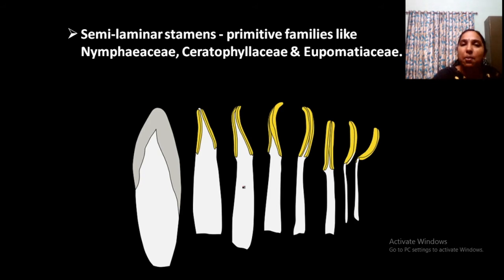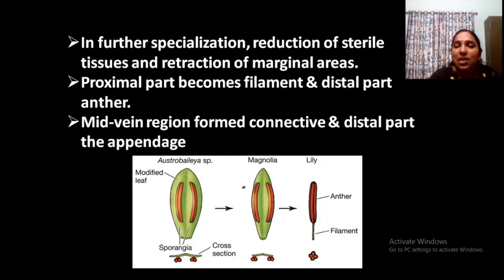Now, semi-laminar stamens are also observed in Cabombaceae, Ceratophyllaceae and Nymphaeaceae. You have to remember and draw the diagram also. Then further specialization, what happens? Reduction. The broad laminar structure is reduced to a narrow one. The apex may sometimes be modified into appendages. Then the center part becomes the connective and the basal part becomes the narrow filament. Okay. Midvein region, connective, and distal part appendage.